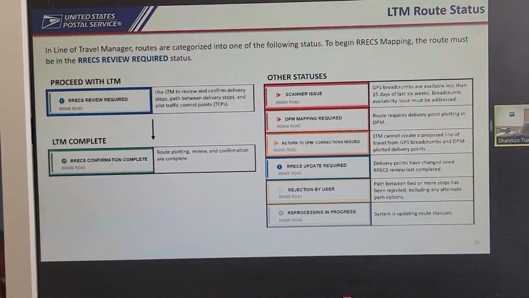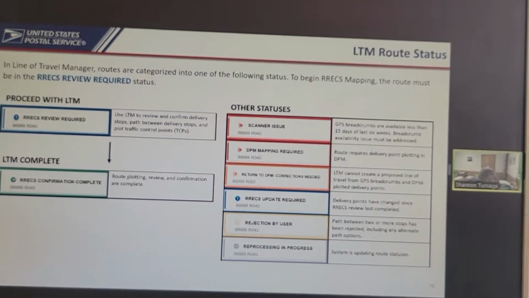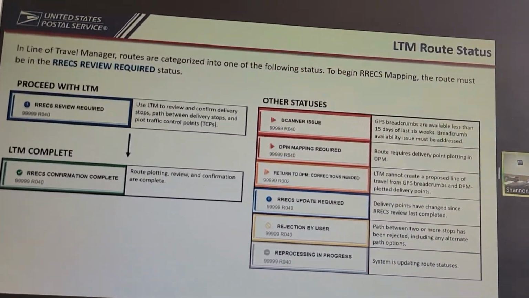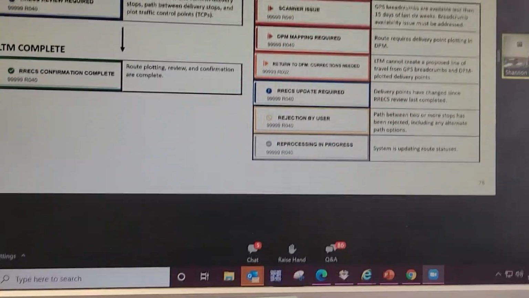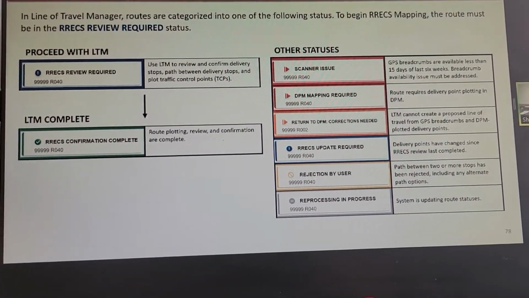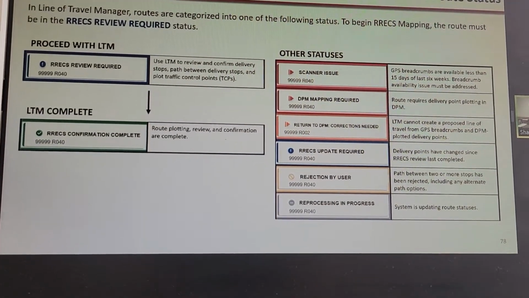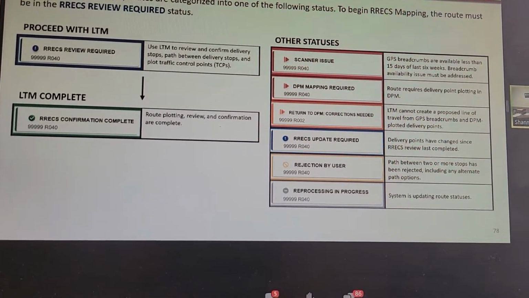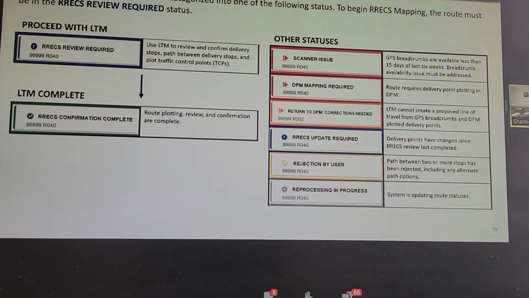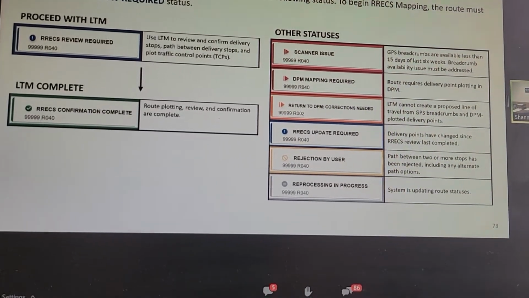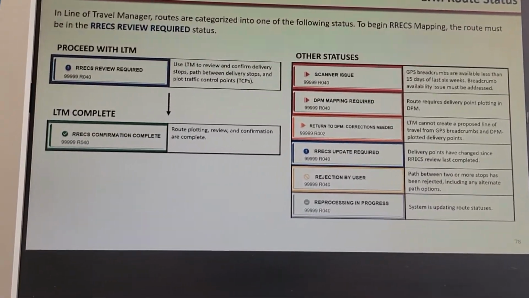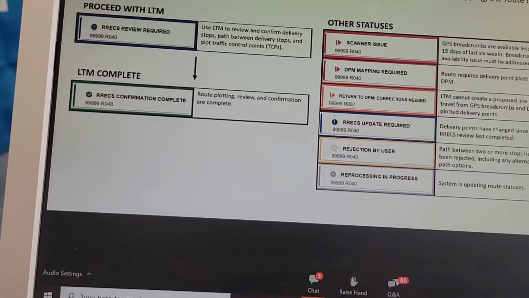The third one, return to VPN corrections needed. So we're going to talk about this one in a little bit. And what I really want to stress with this one, we got an issue with your out of travel, so there's something wrong in VPN, but don't go straight back to VPN because guess what? You really don't know what you're going back to look at. So if you have this status, we're going to show you how to handle that because we're going to give you some additional information that we'll show you just a little bit later in the training.